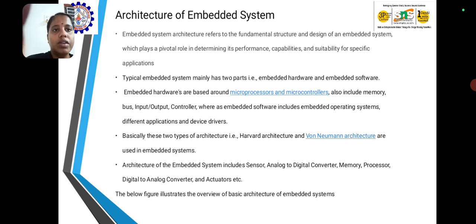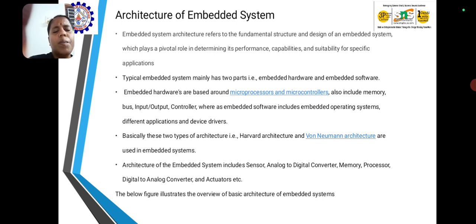A typical embedded system mainly has two parts: embedded hardware and embedded software. Embedded hardware depends purely on the microprocessor and the microcontroller, whereas the embedded software is a programming language. We use embedded C or Python. Let's see it in detail. Embedded hardware is based around the microprocessor and the microcontroller. It also includes memory, bus, and input output controller, whereas embedded software includes the embedded operating system, different applications, and device drivers.